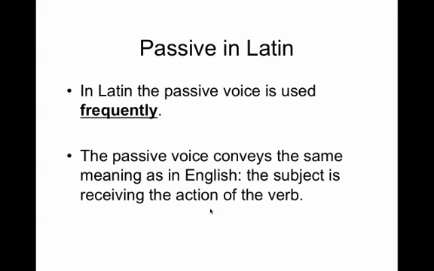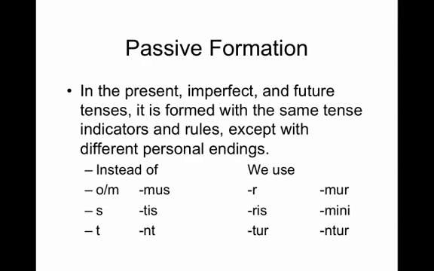Okay, in Latin, unlike English, the passive voice is going to be used all the time. However, it's going to have the exact same meaning that it does in English, just that the subject receives the action of the verb, something's done to it. So, the tenses that we're going to talk about today are the present, imperfect, and future, so when actions occur. And we're going to talk about how to form the passive for those three tenses.